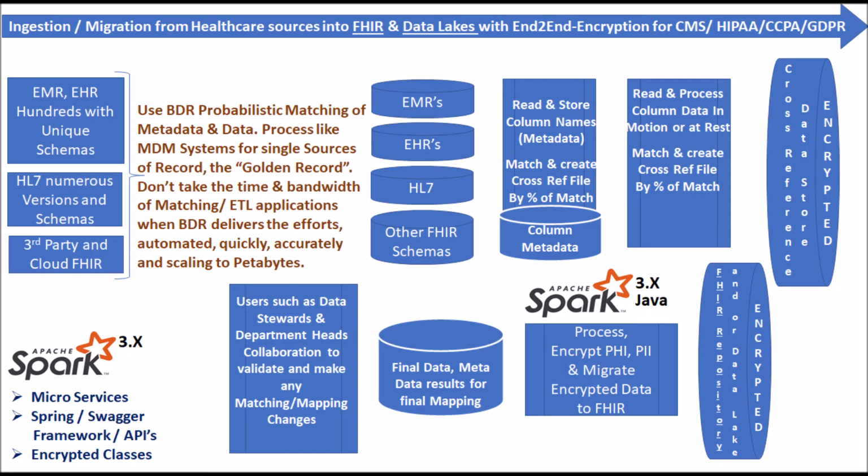Ingestion into FHIR or business data lakes with automated probabilistic columnar names and physical data values. EMR, EHR, HL7 or any data into FHIR or data lakes, encrypted for PII, PHI or any private data. End-to-end encryption becomes more accurate, while quickening the migration/ingestion of data by as much as 95%. This Spark 3.x, Java, Spring Swagger framework is scalable, accurate and automated for all data migration processes.